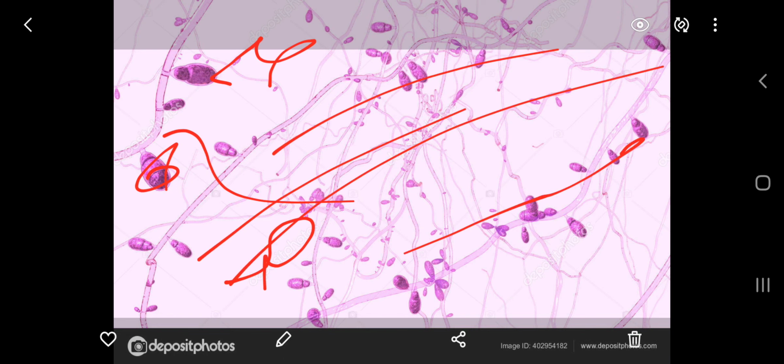So now let me tell you about diseases of the skin. There are two main diseases, the ringworm and the athlete's foot. The ringworm is caused by a fungus, and the athlete's foot is not another disease, but the same disease, the ringworm, that occurs on the foot. Let me show you the images of both.